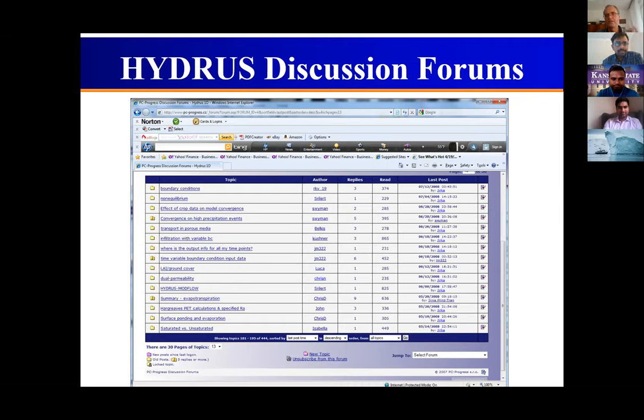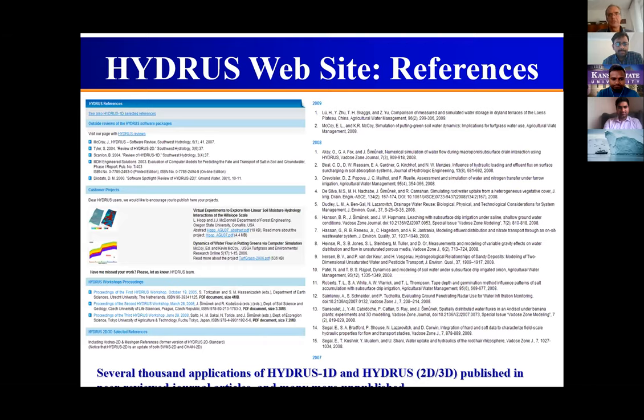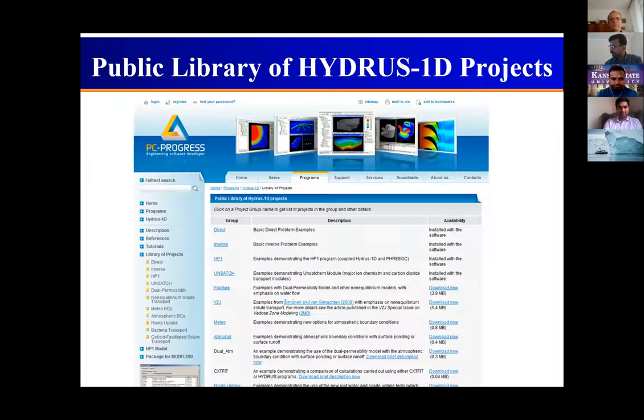First, search the discussion forum if the answer is not there already, and then you can post the question there. We also list references to applications in which HYDRUS has been used. HYDRUS 1D has been used in over 1,500 peer-reviewed journal articles. We list them here, and we also list some for HYDRUS 2D.